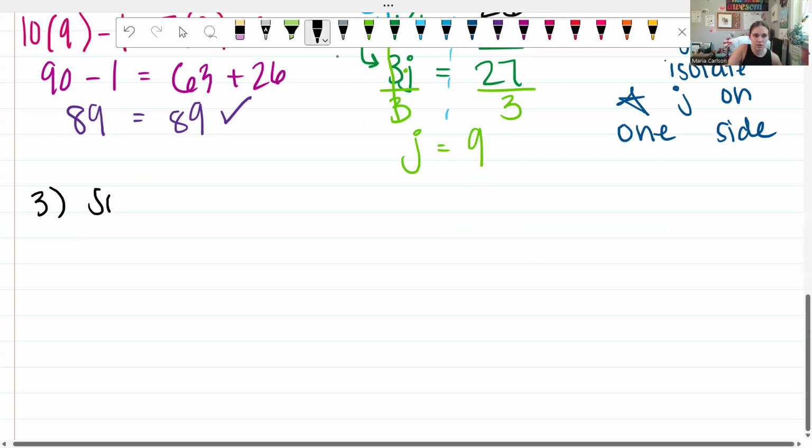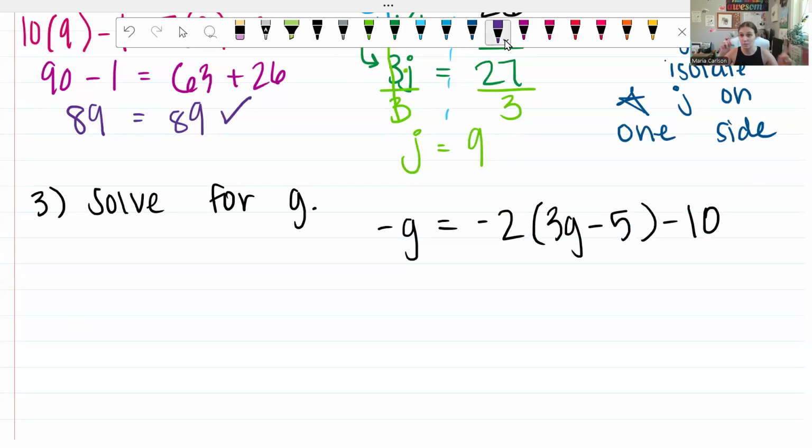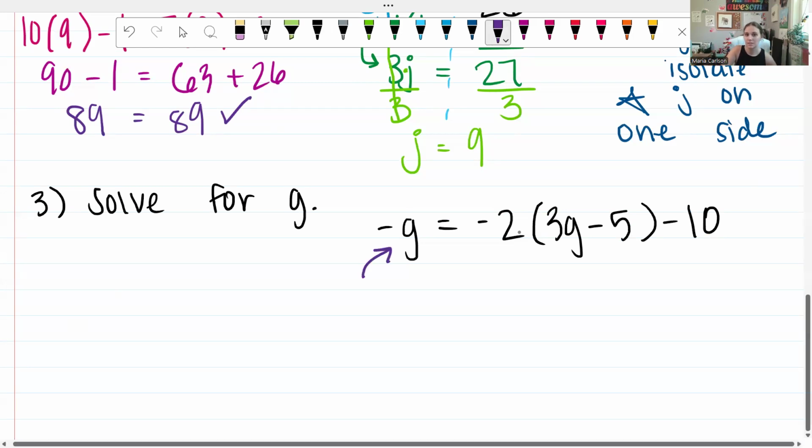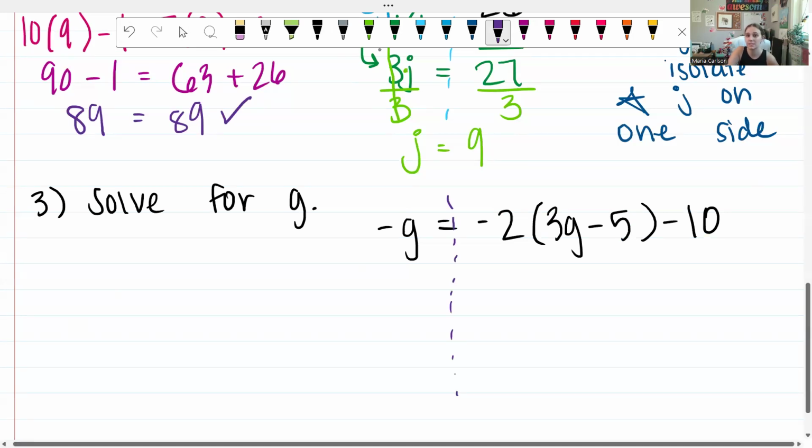Number 3, we're going to solve for g. And this is negative g is equal to negative 2 times 3g minus 5 minus 10. Looking at this equation, I notice g is on both sides of the equal sign. That's a problem. But I do like, right off the bat, that this g is kind of all by itself over here. That's a good start. But looking at the right-hand side of this equation, I notice I have this negative 2 times 3g minus 5 minus 10. I can't just divide by negative 2.